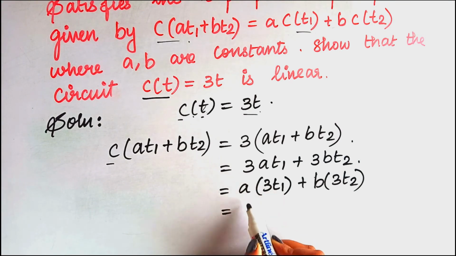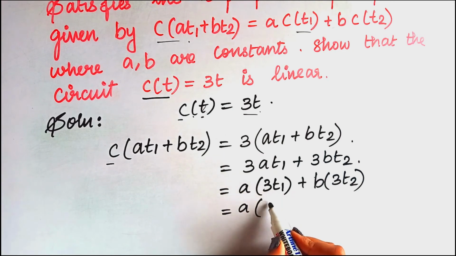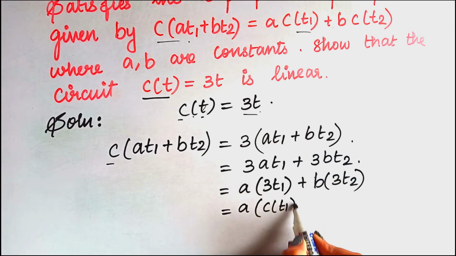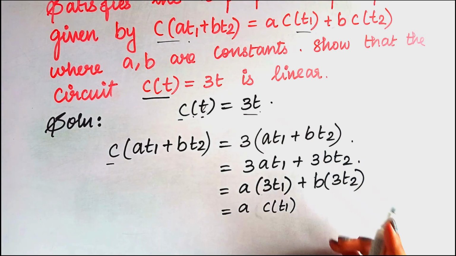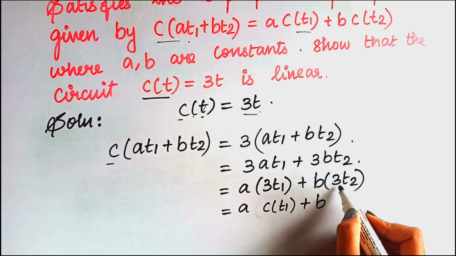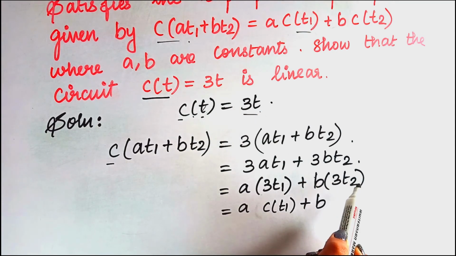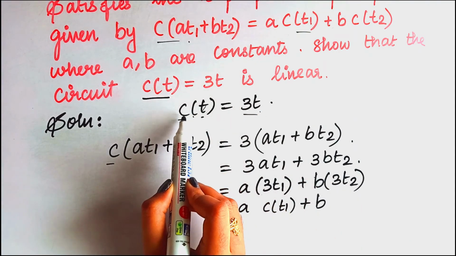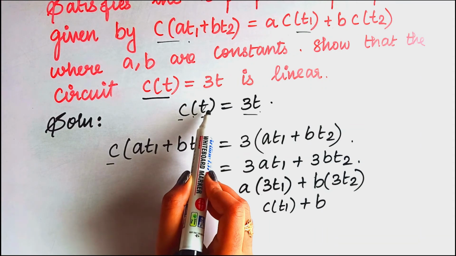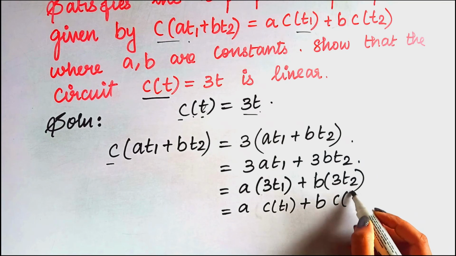So we'll get, here there is an a, so a, and instead of 3t1 you will substitute c of t1, right? And then plus, here there is a b, so b, and then here there is 3t2, right? So here instead of t we have t2. So what you have to do, in the place of t you have to substitute t2, so we will get c of t2.